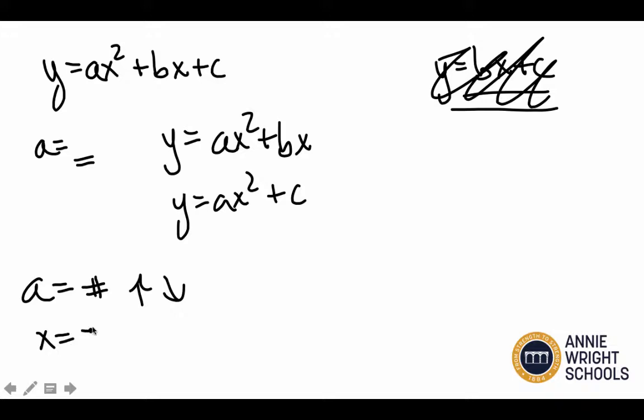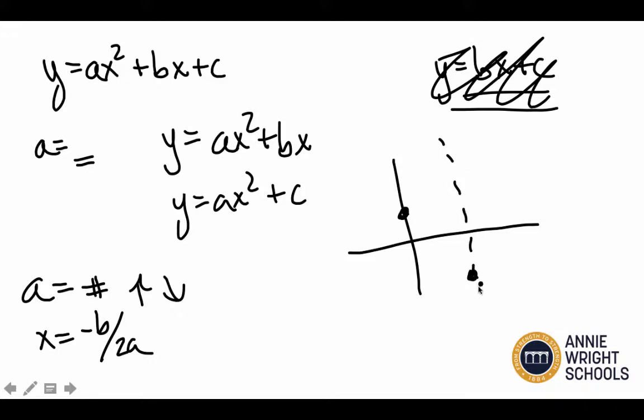X is equal to the opposite of b over 2a, and that's the x-coordinate of the vertex. You plug that into your equation to find the y-coordinate of the vertex. From the vertex, you can do a couple things. If you know the vertex is down here and you know the y-intercept is over here, you can use symmetry to find the other point and graph.